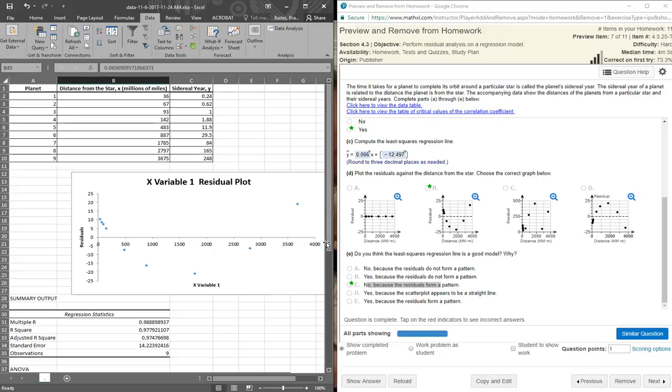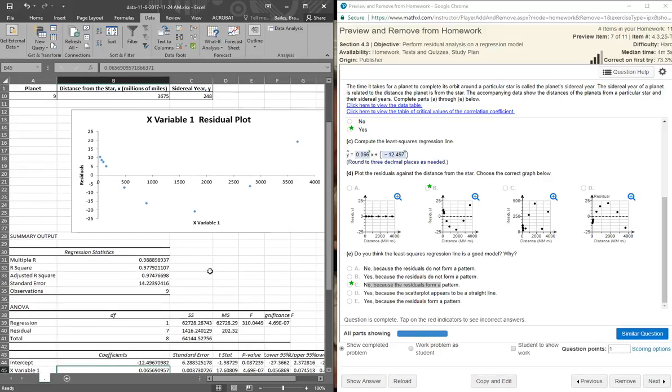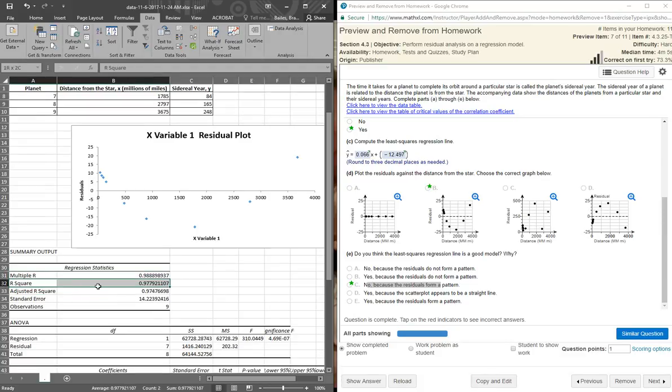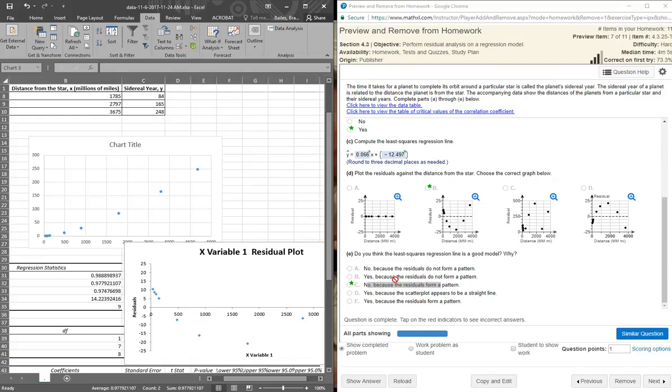The one thing this question didn't ask us for is the R squared value, and I want to point out the R squared value is right here. So this is the R value for correlation. This is the R squared value that tells us how much of the data fits our line, or how well the data fits our line.